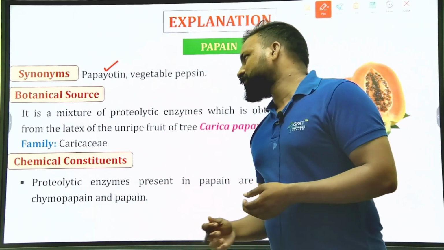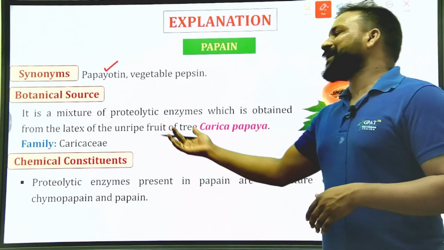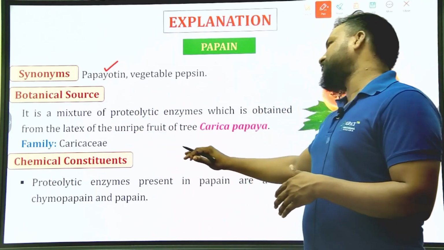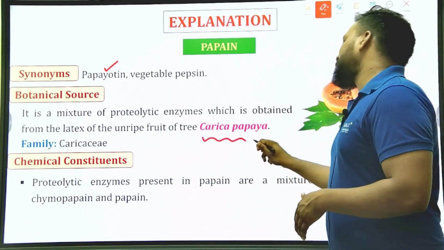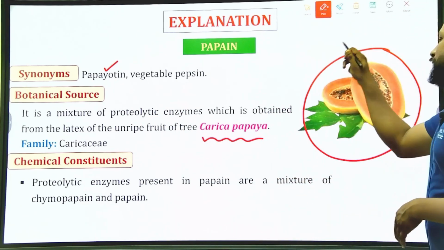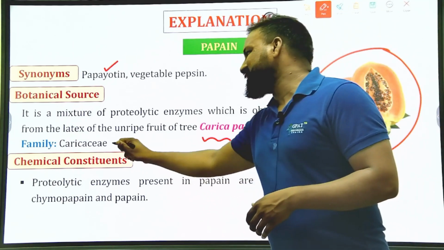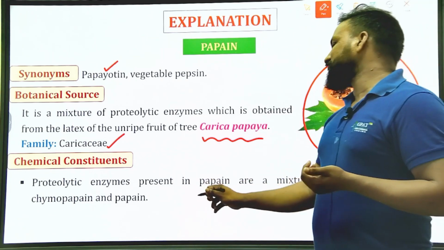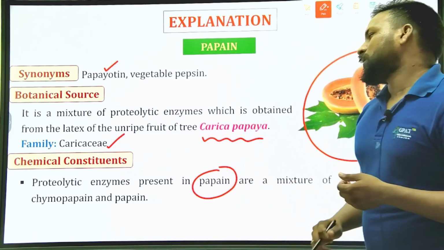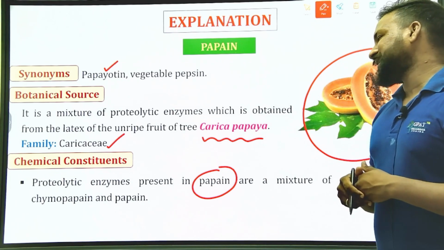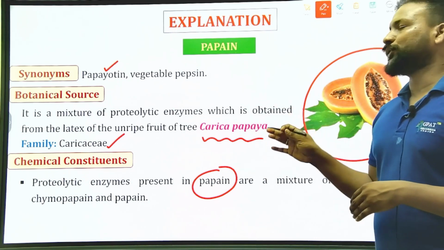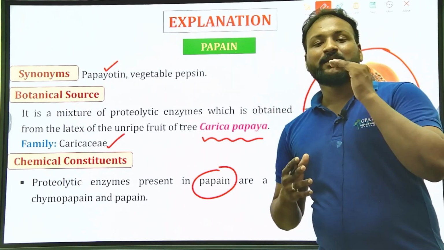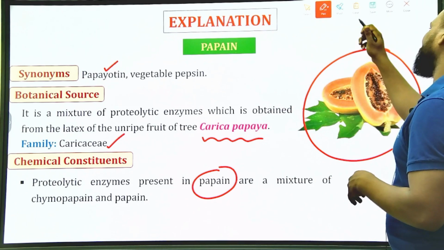The botanical or biological source is a proteolytic enzyme obtained from the latex of the unripened fruit of the tree Carica papaya, the papaya fruit. Family Caricaceae. The chemical constituents are proteolytic enzymes like papain and chymopapain. These are the proteolytic enzymes present in Carica papaya, so papain is a chemical constituent of Carica papaya.